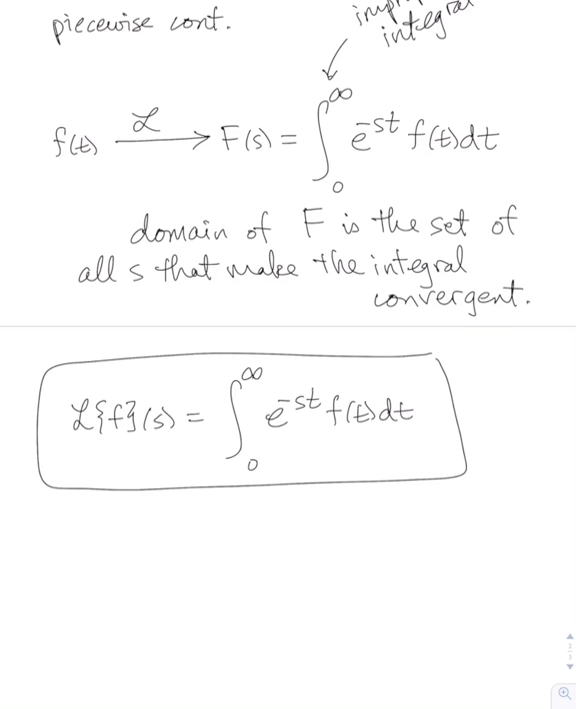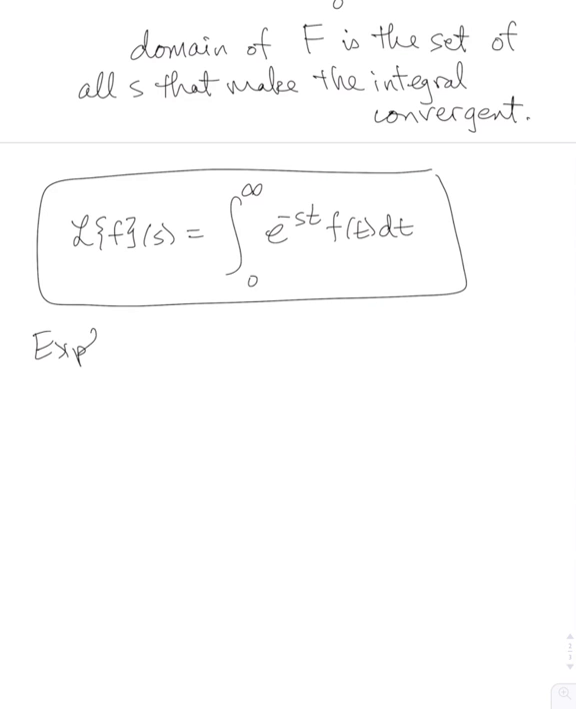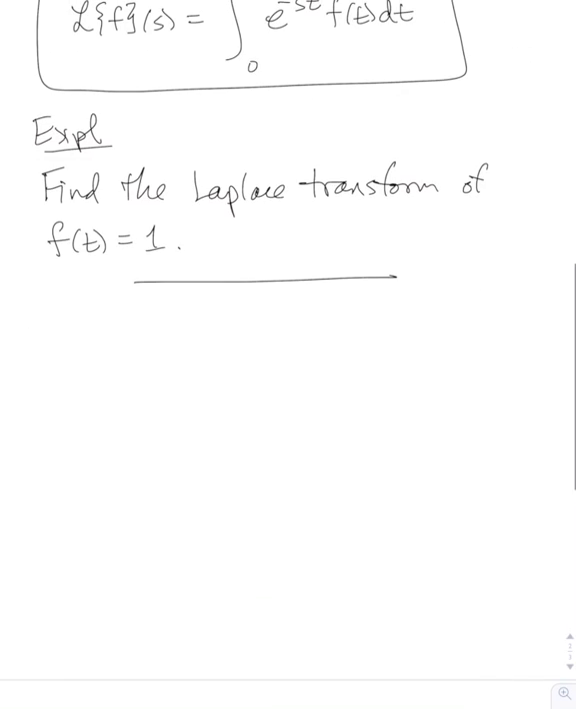Okay, let's do some examples. All right, so let's find the Laplace transform of the constant function 1. So the function which is just always equal to 1 no matter what you plug in. All right, then capital F of s, we just want to use this formula. Let me just copy down the formula. Integral from 0 to infinity of e to the negative st times f of t dt.